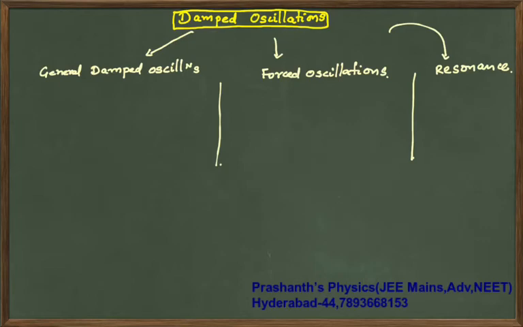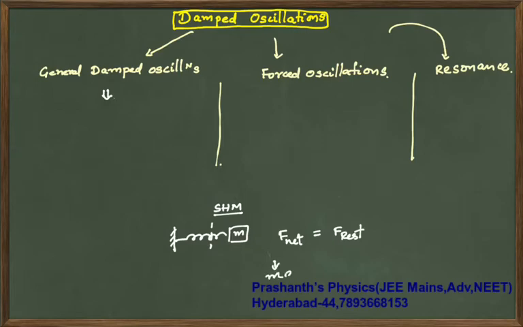So in SHM first, in simple harmonic motion, if you take for example a spring mass system, you will be writing your net force as the restoring force. This net force we will be writing as ma, restoring force you will be writing as minus kx, and somehow you will manage to write it as a equal to minus omega naught square x in general SHM.